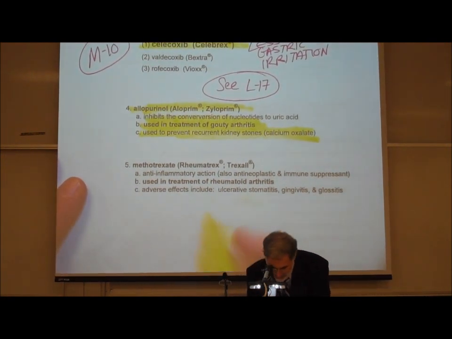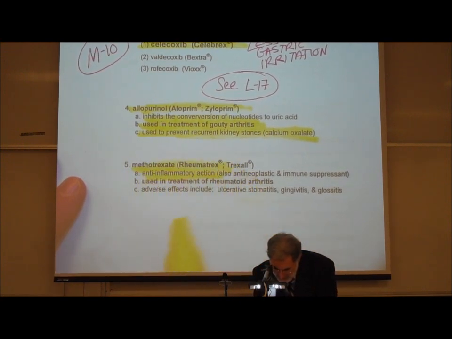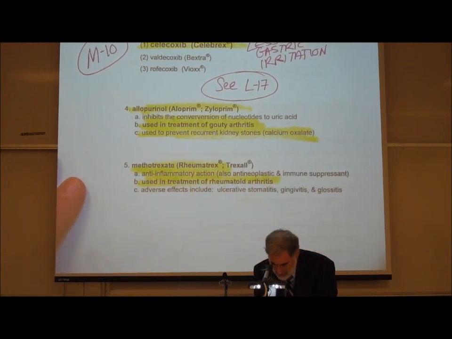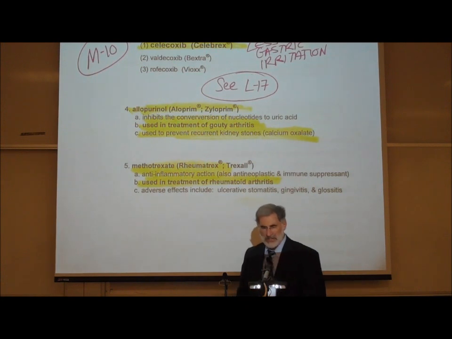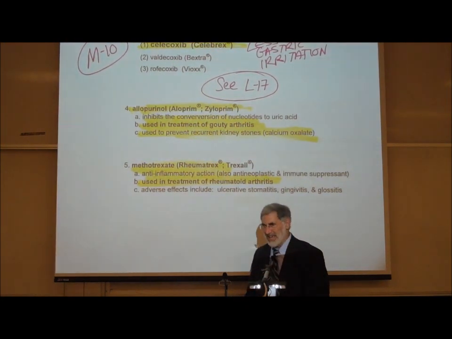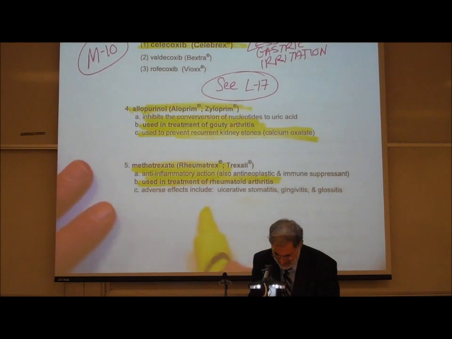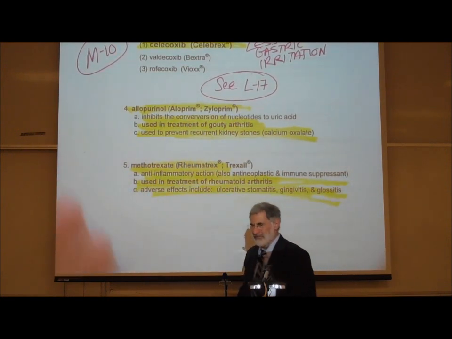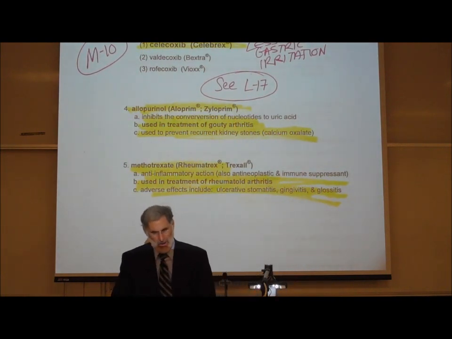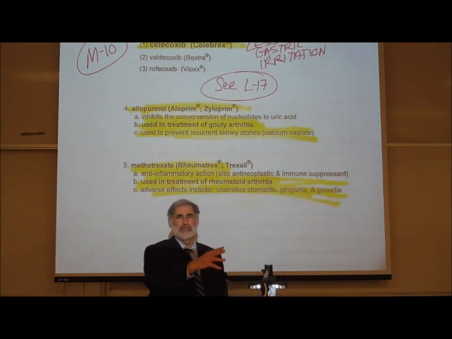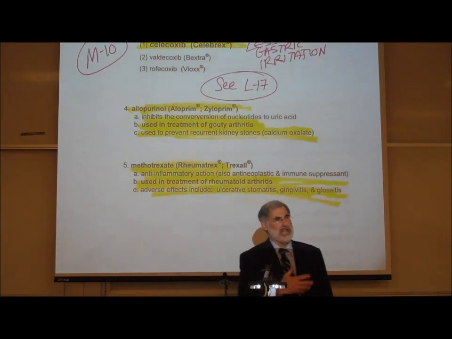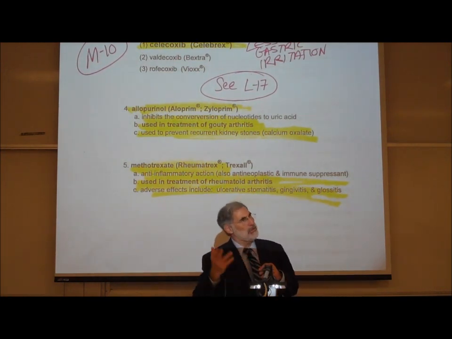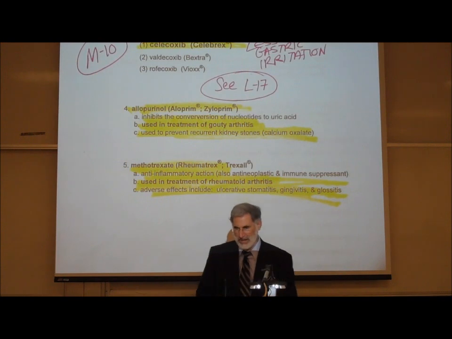Methotrexate is also an anti-inflammatory drug. It is used to treat rheumatoid arthritis. It can also be used as an anti-neoplastic drug for chemotherapy against cancer, and it is an immunosuppressant, and it can have some adverse effects on the mouth. I'm not testing you on this, I'm just mentioning it so that if you have a patient taking these drugs, you look it up and you're able to understand what it does.